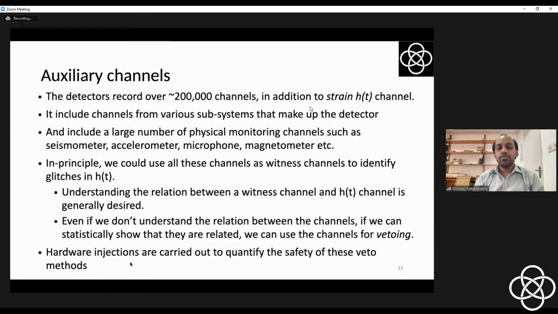And we also do a lot of hardware injection. Basically, we simulate a gravitational wave signal in the interferometer and see if the witness channel that we are using is also sensitive to the gravitational signal, because the premise of all these things is that the witness channel is not sensitive to gravitational signal. Only the strain channel of the interferometer is sensitive to the gravitational wave signal. So we verify that by doing hardware injection in the instrument, which is basically injecting a gravitational-like signal in the interferometer.